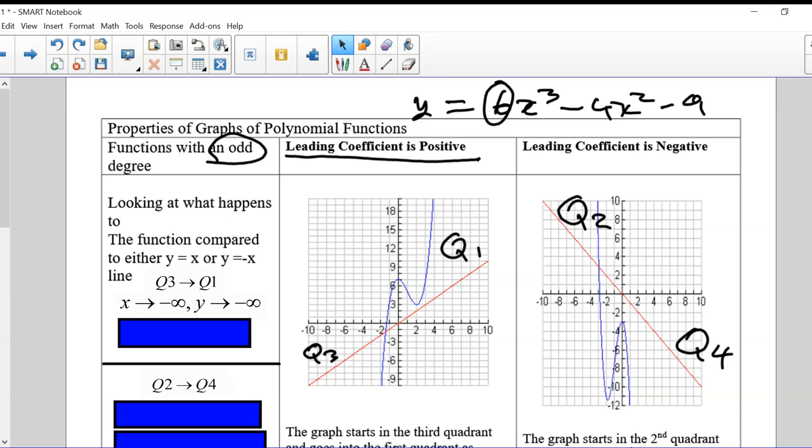I know that in some cultures, in some languages, you read the other way, but think of it as the way we do it in English: you read from left to right. All right. So we're going to go from Q3 to Q1, not Q1 to Q3.